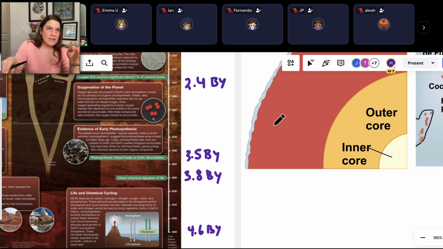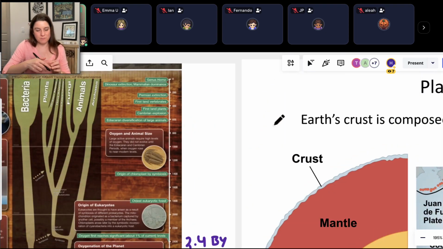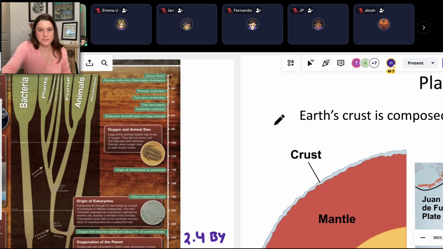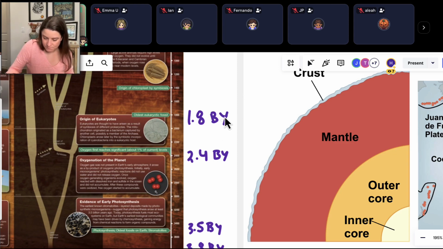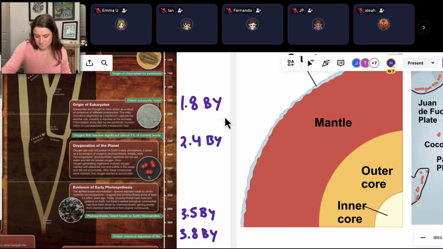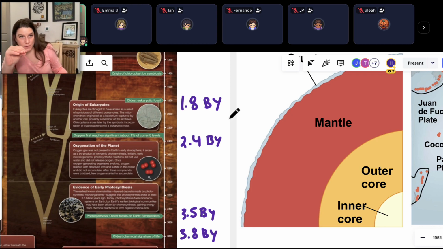3.8, 3.5 to like 2.4. It's about a billion. So it's like a billion to life, a billion to oxygen, another almost billion, or half, I should say, to eukaryotes. So eukaryotes are 1.8 billion. So it's about 2 billion from prokaryotes to eukaryotes. Earth is 1 billion to prokaryotes, then prokaryotes to eukaryotes is about 2 billion.